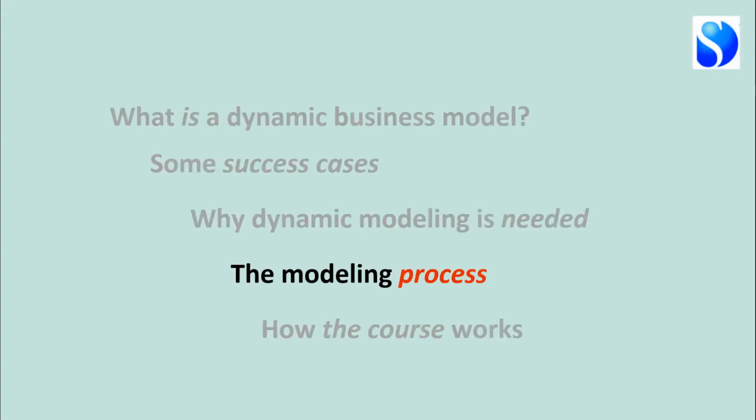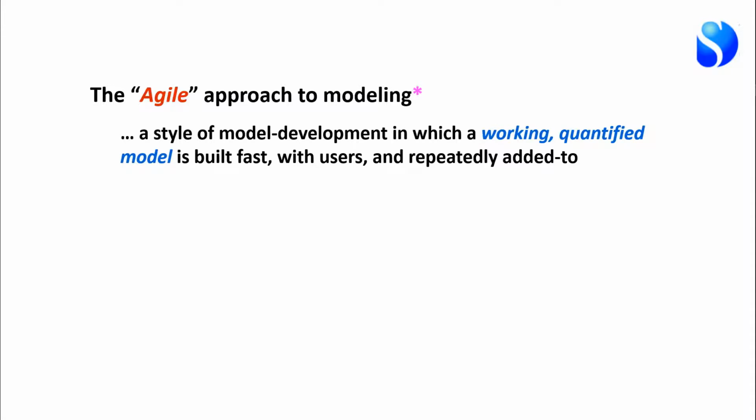Just a word about the process by which we create these models. And for anyone listening who is familiar with system dynamics modelling already, I should just say that there's a somewhat different philosophy that we are going to follow through this course. Now, that philosophy is what we call an agile approach to modelling. It's a style of model development in which a working quantified model is built fast. We do it quickly. We get something working in a very short time with the users, and that model is repeatedly added to and extended to the extent that we need to.